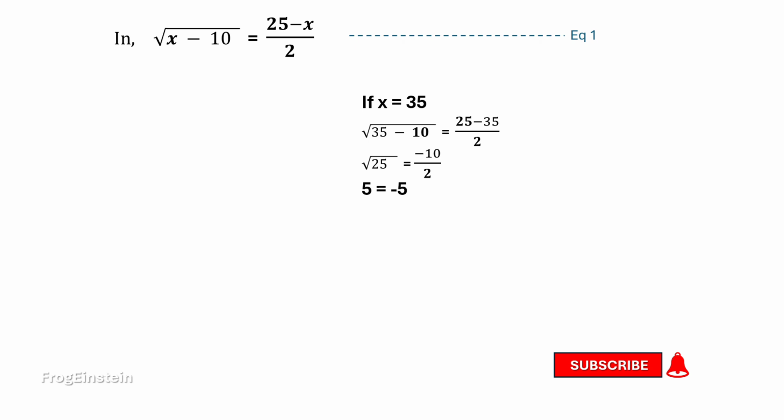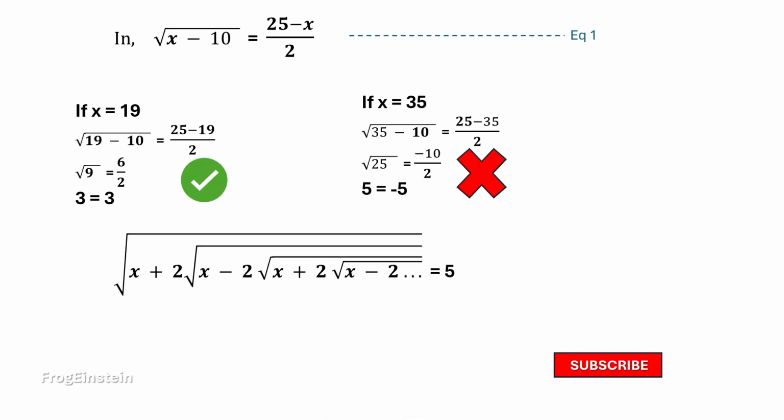If we test x equals 19, the right side becomes 25 minus 19 over 2, which is 3. And the left side becomes the square root of 19 minus 10, which is the square root of 9, which is also 3. It fits perfectly. So there you have it. The final, elegant, absolute answer is x equals 19. Infinity loves to play tricks on us, but if you track the loop carefully, the math always uncoils beautifully.